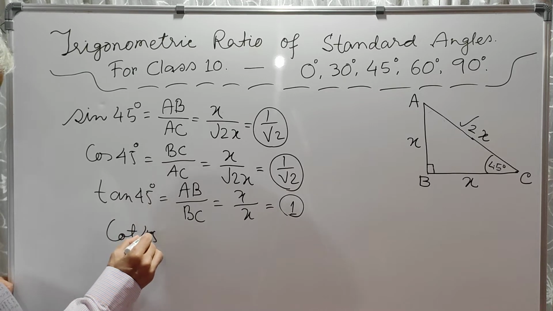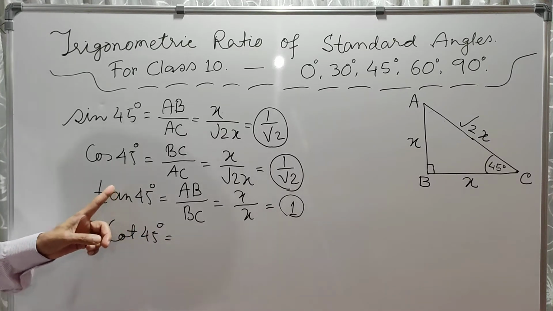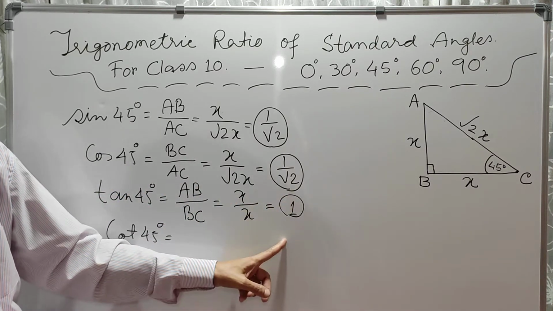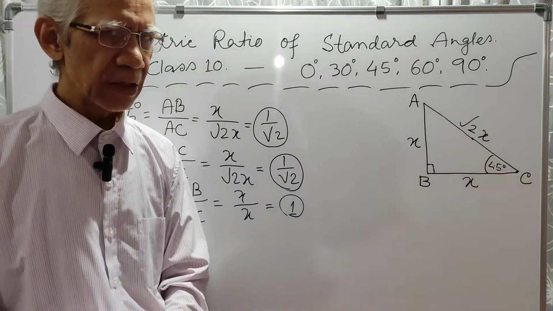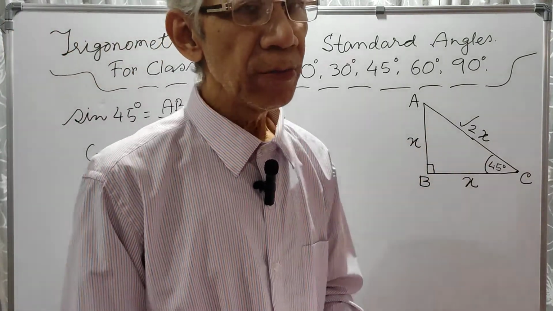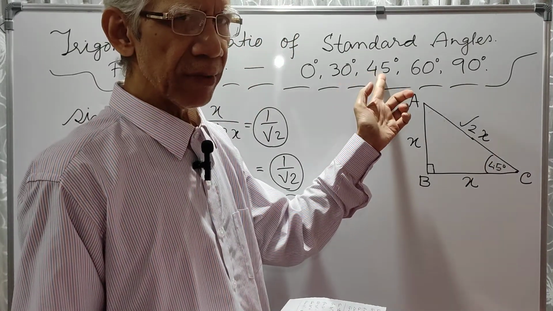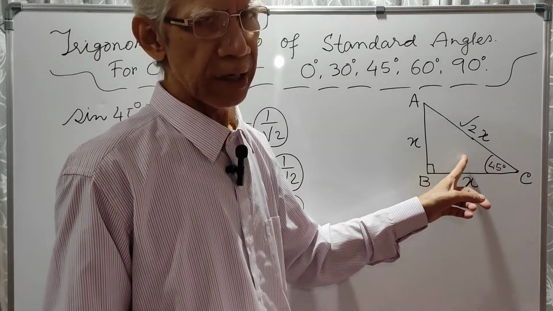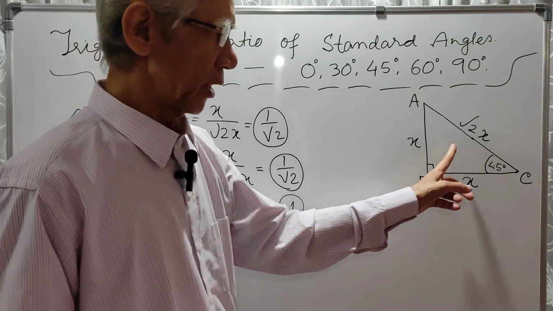Cot 45 degree. Now cot is reciprocal of tan. So tan 45 is 1. Therefore cot 45 will be reciprocal of 1. That means 1. So we know the answer 1. But then we have to find it from the triangle. So in the exam, that is how you will be asked: derive trigonometric ratio of 45 degree geometrically. Geometrically means from the triangle, using the triangle. Not using any formula of trigonometry.